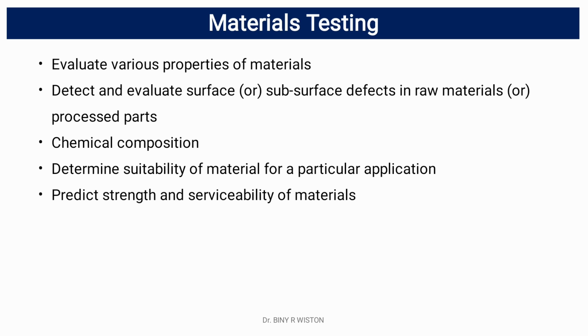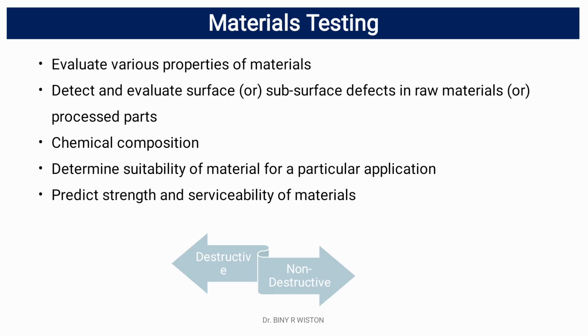Material testing is used to evaluate the various properties of materials, and to evaluate and detect the surface and subsurface defects in the processed parts or in the raw materials. The chemical compositions can be tested using material testing. The suitability of a material for a particular application can be determined using material testing. We can predict the strength and serviceability of a material using material testing.